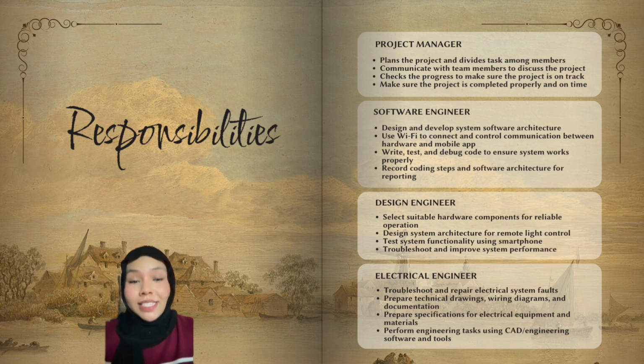Next is electrical engineer. Electrical engineer, they troubleshoot and repair electrical system faults. They prepare technical drawings, wiring diagrams and documentation. They prepare specification, electrical equipment and materials. They perform engineering tasks using CAD or engineering software and tools.